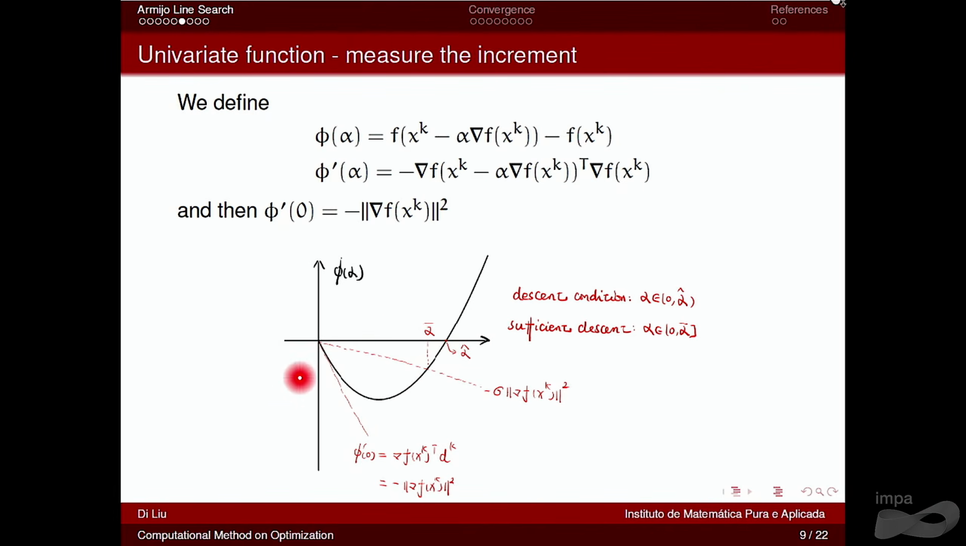We draw a line here, with the slope equal to the negative sigma times the norm of the gradient at point xk squared. Where did we get this line? We get it from this one. We have a tangent line, tangent to this curve at the point 0, which has a slope equal to this one, where the calculation is here.